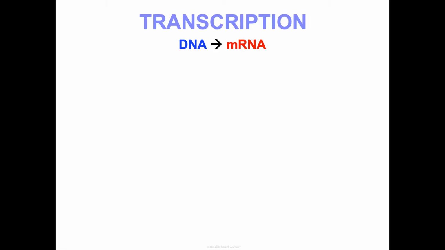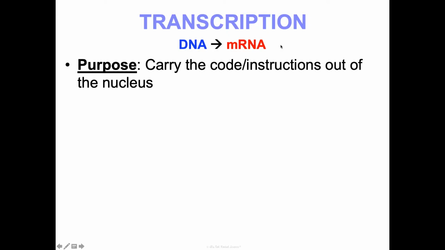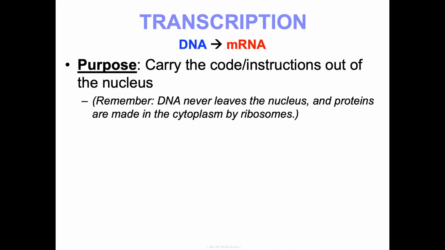So first, transcription. If you've ever gone to the counselor at school and asked for a copy of your grades, you've gotten a transcript, which is just a copy. So we're going to make a copy of the important part of the DNA in the form of mRNA. So the overall process is DNA to RNA, but specifically mRNA or messenger RNA. So the purpose is to carry the code or carry the instructions out of the nucleus because DNA is stuck there and proteins are made in the ribosomes.